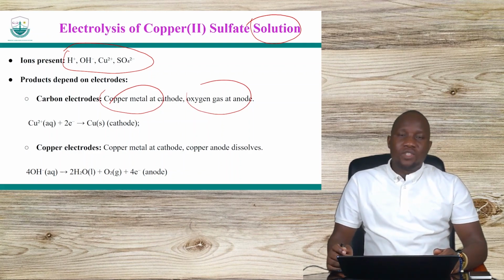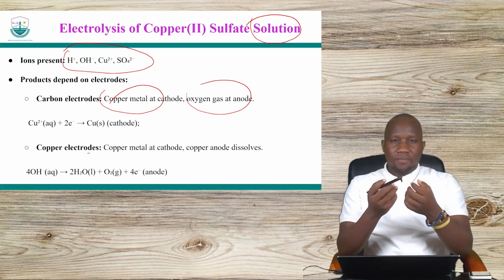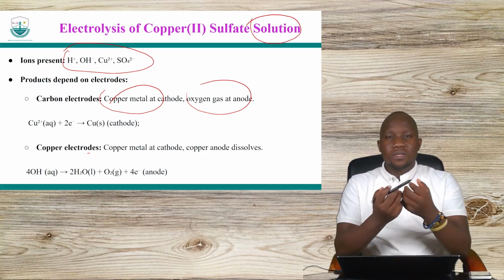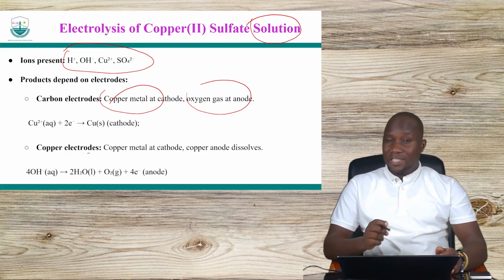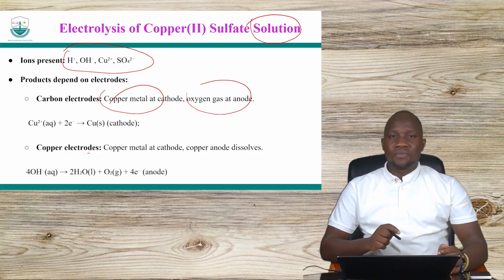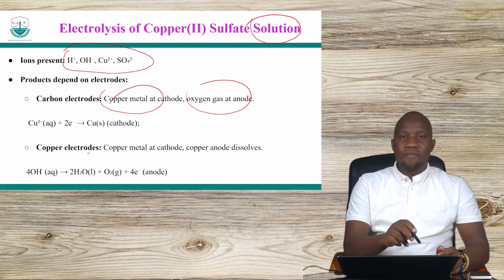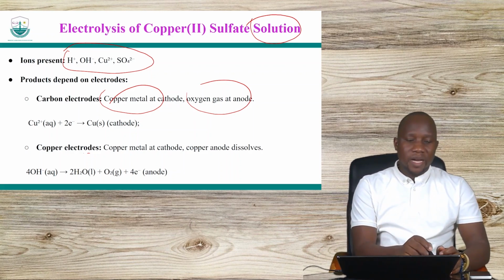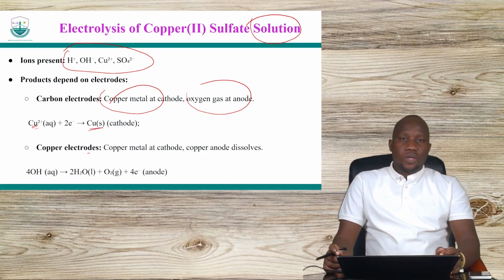Copper, metal being deposited there. But if you use copper electrodes, then instead the copper anode will dissolve. Okay, the copper anode will dissolve. That's something that you really need to take note of in this electrolysis. So when you're having copper metal being deposited, it means that the copper ions are losing their charge to have a copper solid there.